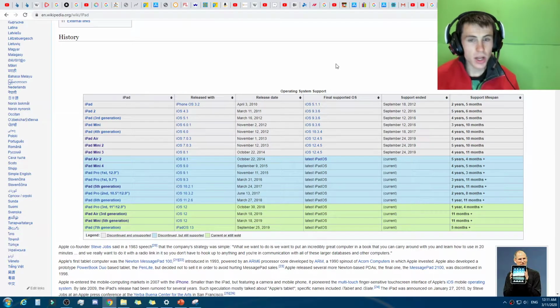Anyway. So this here is the cool chart, and it has three main distinct categories at the moment. It's got these ones here in grey, these ones here in blue, and these ones here in green. And the grey ones mean it's discontinued, unsupported.